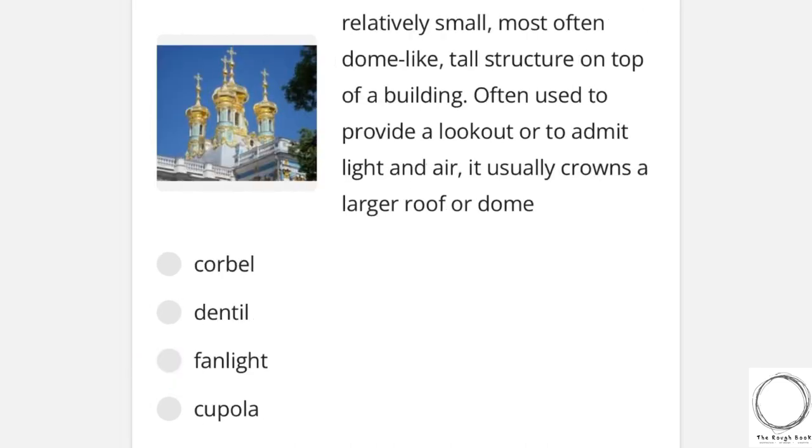Moving to the next question, relatively small, most often dome-like tall structures on top of a building, often used to provide a lookout or to admit light and air. It usually crowns a larger roof or dome. The options are corbel, dentil, fanlight, cupola. And the right answer is called cupola.